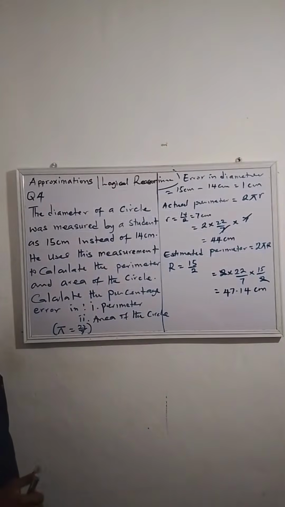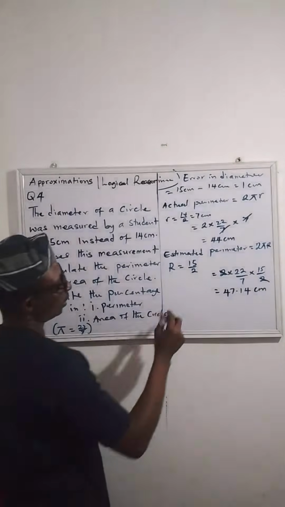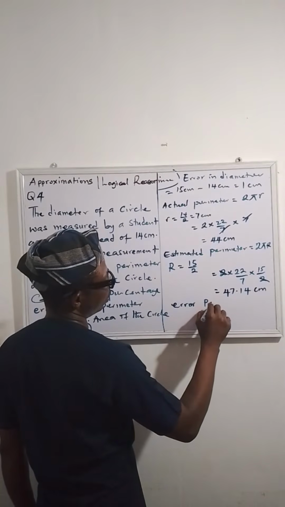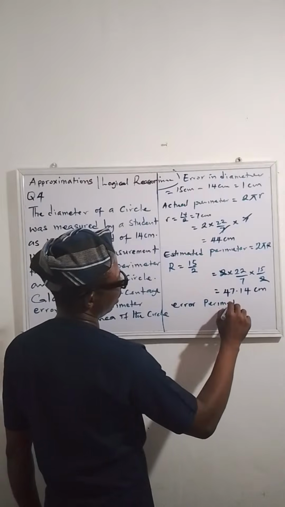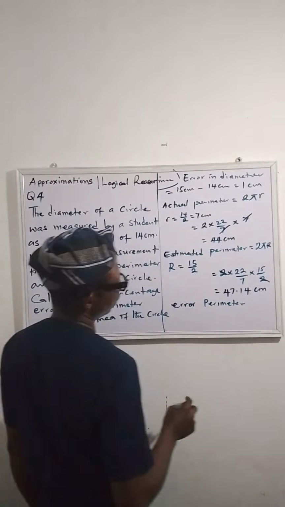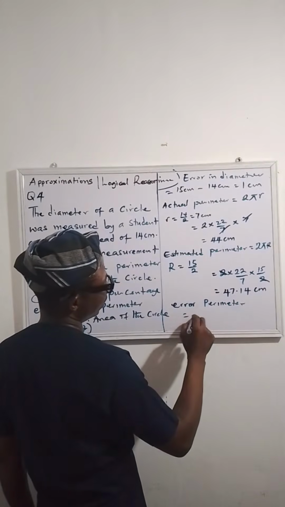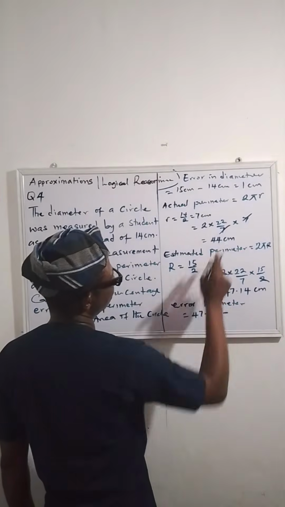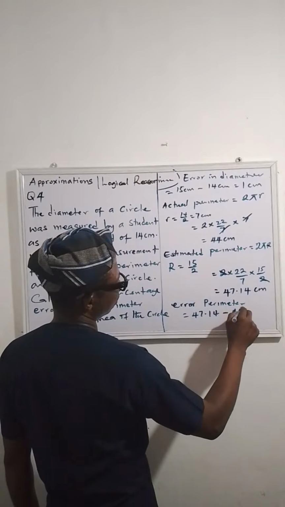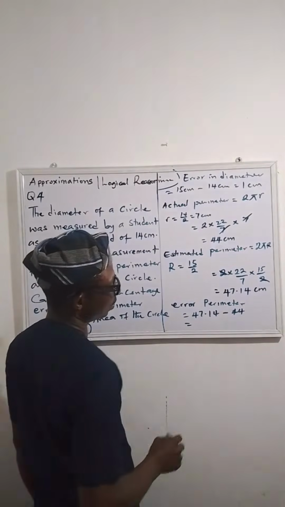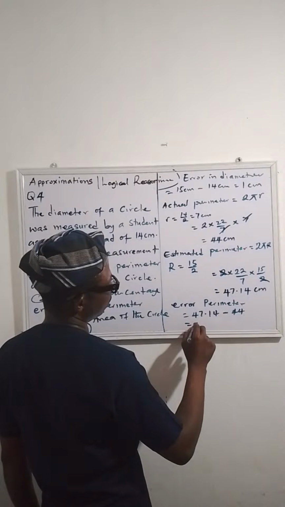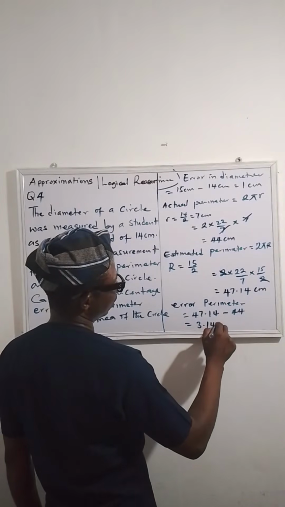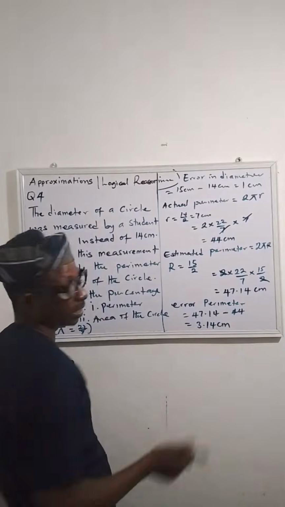Okay, so error in perimeter now is what? Error in perimeter. So it's going to be the estimated, 47.14, minus 44. And that gives you what? That's 3.14 centimeters. So this is going to be the error.